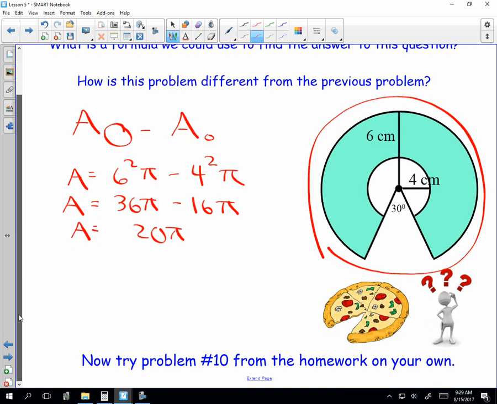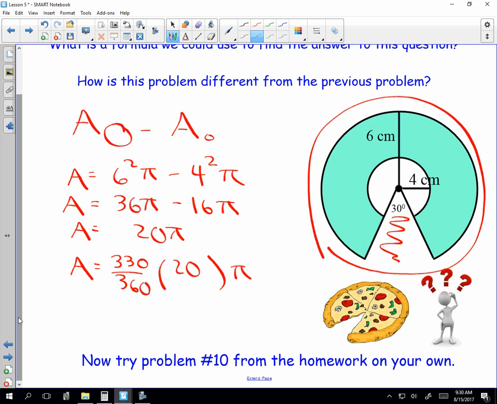But now, this isn't a full annulus piece. What we have in this situation is a part of it. Now, we have to be careful. It's not 30 over 360. The 30 is what we don't want, so we're taking that away. So what we need for our area is the proportion 330 over 360 times 20, and let's just put that pi on the outside.